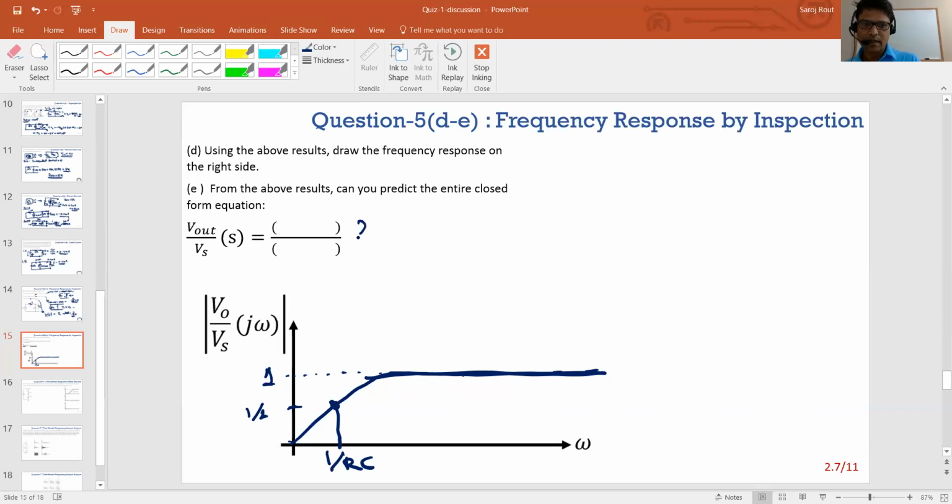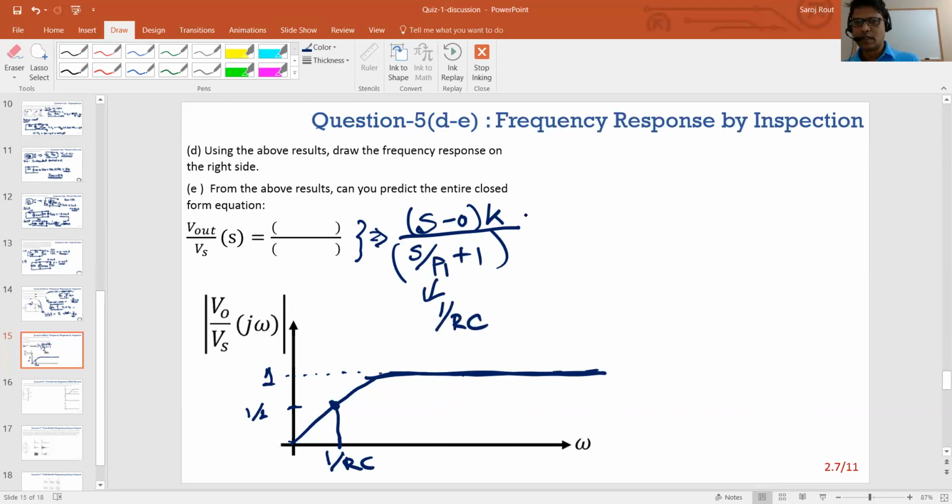So how do I find the closed loop transfer function? Now you know there is a 0 at 0. That means I need to have just an S, right, because S minus 0 is a 0 at 0. And then some constant K, we don't know what that is, we'll find out. And then it has a pole, just one pole, right? And that pole, we said it's 1 over RC. So the only thing we need to know is K, and we can find that out by finding what this transfer function is at S equals infinity. And we already know that. That's V out over Vs, we said equals 1.